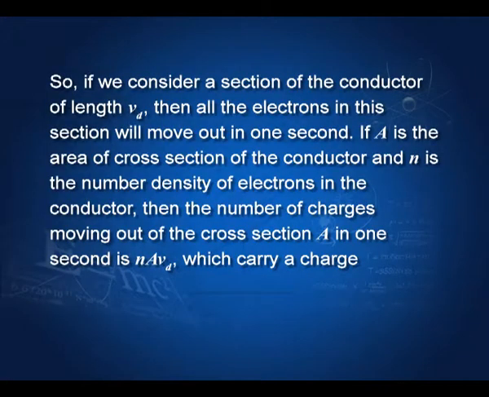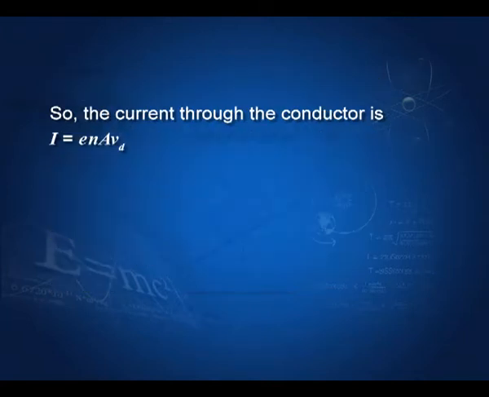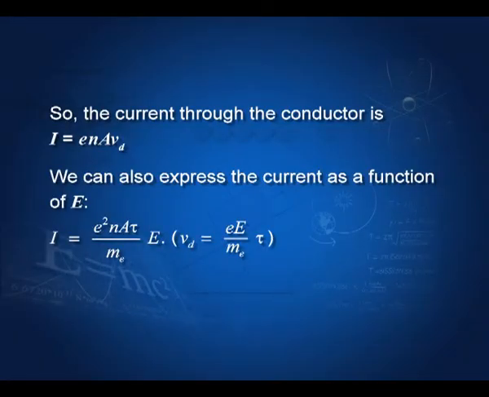So, what is the charge that crosses this? A is the area of cross section, Vd is the length, therefore, A times Vd is the volume, and if the number density is n, then A times n times Vd is the number of electrons, and if I multiply this by the charge of the electron, then that is the charge that comes out through cross section A. So, that charge is enAVd, and therefore, the current, because this is the charge that comes out every second, is enAVd, and we can express this current as a function of E. We have already found Vd as a function of E, which is Vd equal to eE by Me times tau.